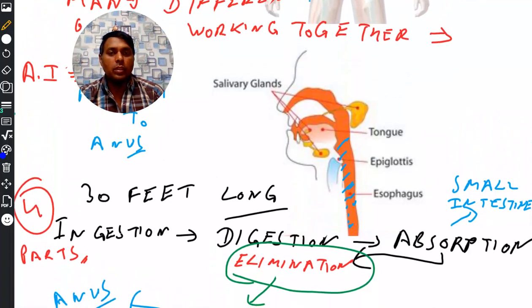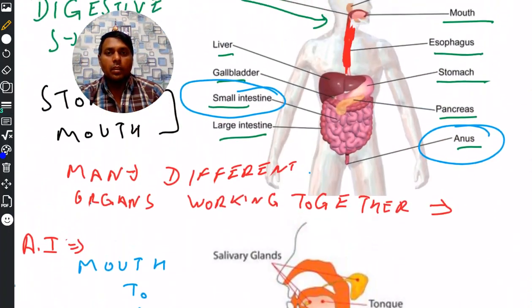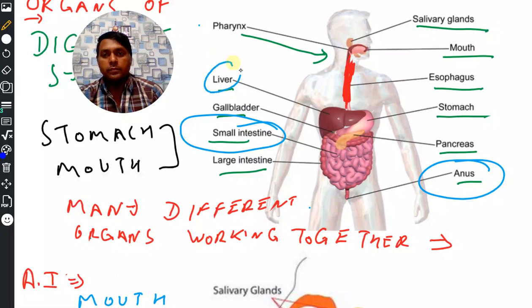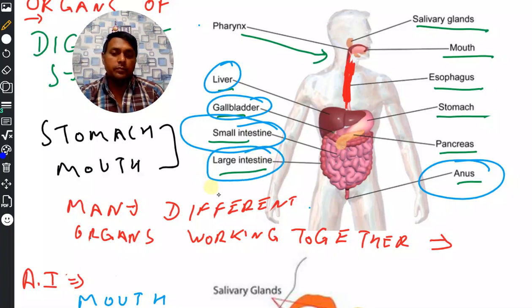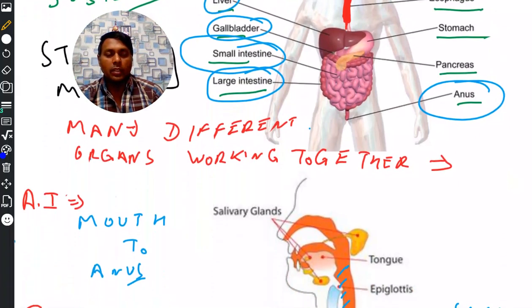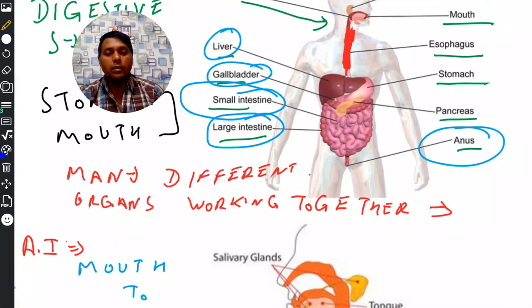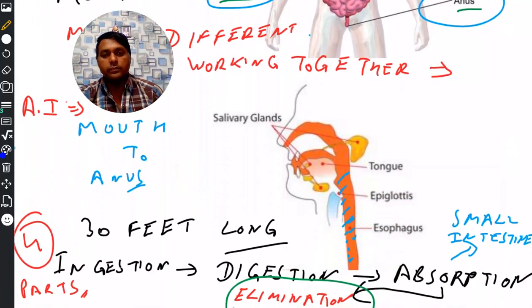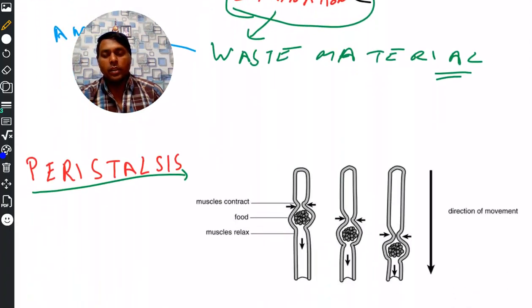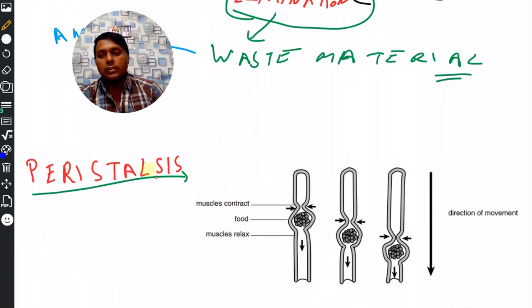And there are more parts, you can see it. There is a liver, there is a gallbladder, large intestine. Do you know the function of these? Let me move further. What are the functions of liver, gallbladder, pancreas? Let me do it. Are you ready? Okay. So the next thing is, you can see the image, this one. Can you see it?